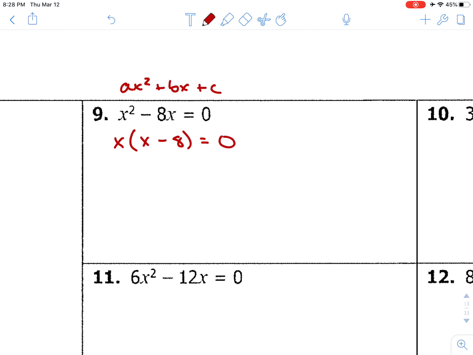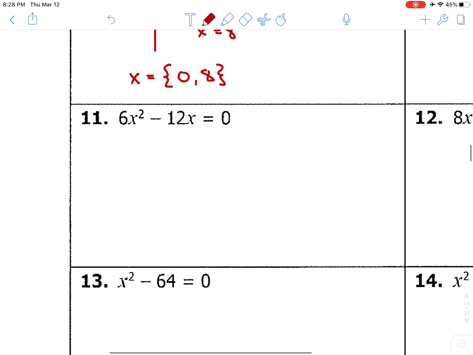So I'm going to set both of these equal to 0. The first one's easy. I'm going to set x simply equal to 0, and I'm done. X equals 0. The second, I'm going to have x minus 8 equal to 0. And now I'm going to go ahead and try and solve it. So I'm going to add 8 to both sides of my equation, and I'm going to get x equals positive 8. This is going to give me two solutions. They're going to be x equals 0 and 8.